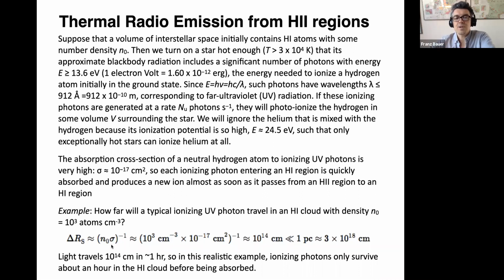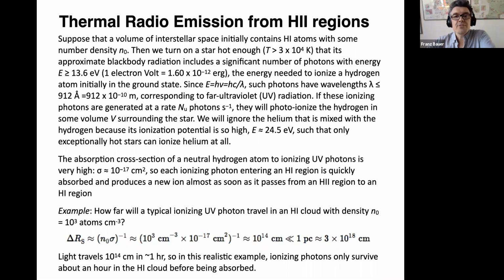So we want tau equals 1. So we move this over here, we calculate this, and roughly speaking, the photon can travel about 10 to the 14 centimeters, which of course is much less than 1 parsec. 10 to the 14 is not that different from a few AU. This light travels in about an hour. And so realistically speaking, the ionizing photons will only survive an hour in the cloud before being absorbed.